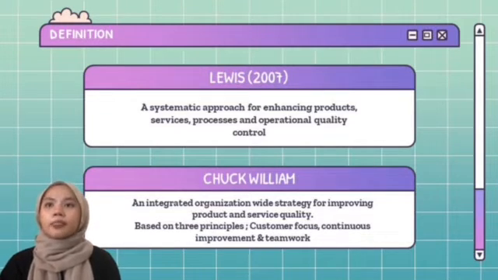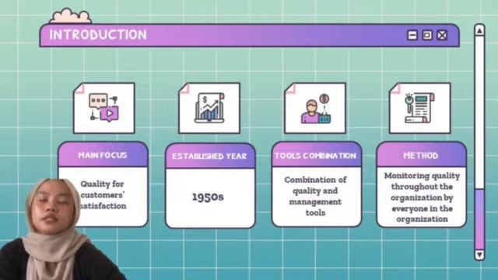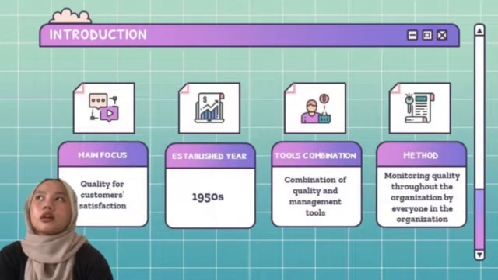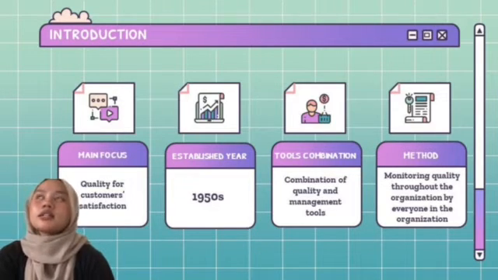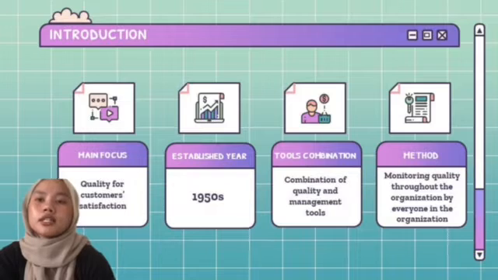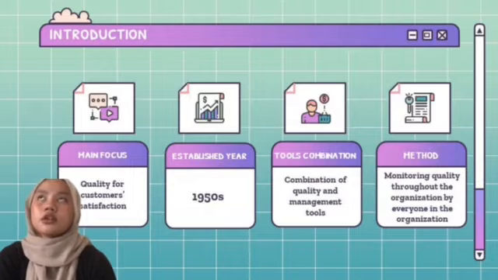According to Chuck Williams, total quality management is an integrated organization-wide strategy for improving products and service quality. It is based on 3 principles, which are customer focus, continuous improvement, and also teamwork. As for the introduction to total quality management, the main focus is for the company to do continuous quality improvement for customer satisfaction. It was established in the 1950s, but then became more popular in the early 1980s. It is a combination of quality and management tools that focuses on improving and increasing profits and also reducing loss.